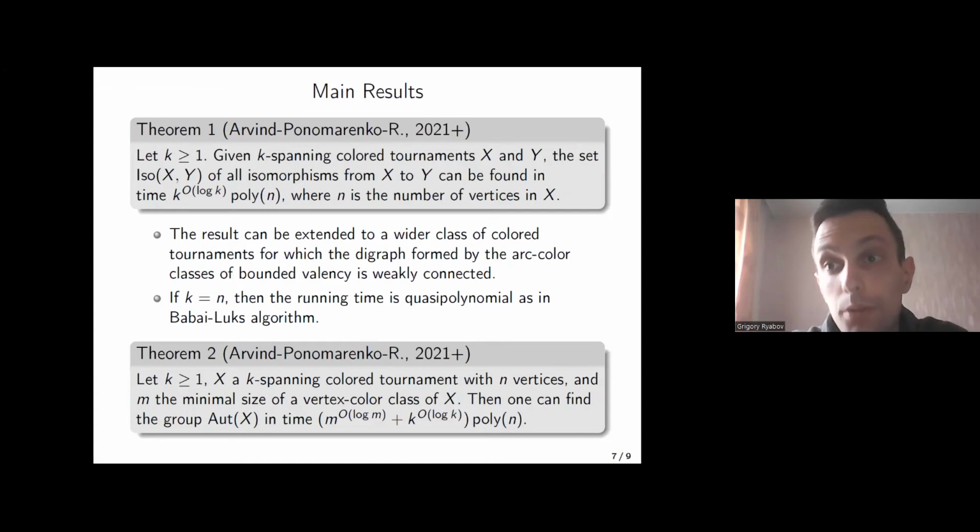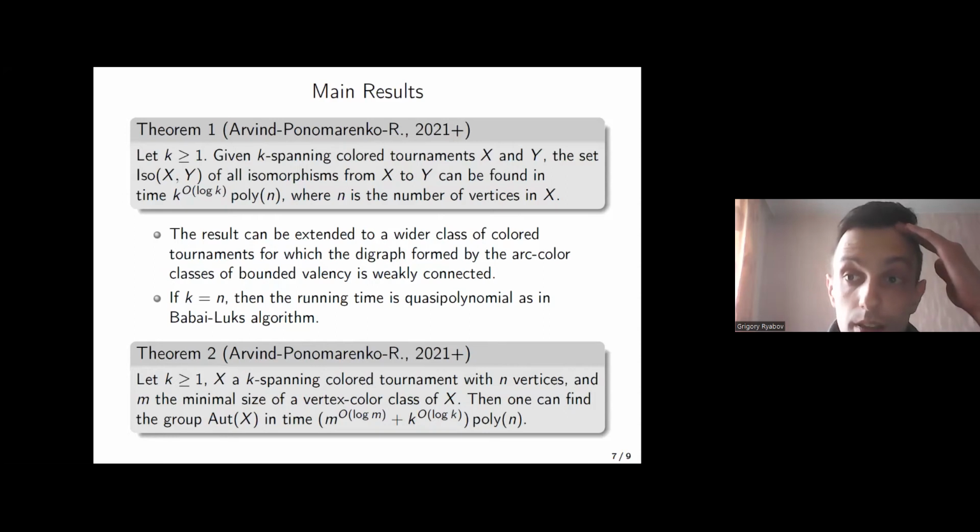So in fact, we construct an FPT algorithm for isomorphism testing of k-spanning tournaments. Note that these results can be extended to a wider class of colored tournaments, for which the digraph formed by the R-color classes of bounded valency is weakly connected, not strongly connected as in the definition of k-spanning tournament, but weakly connected, which means that for any two vertices of the digraph, there is an undirected path between these vertices.